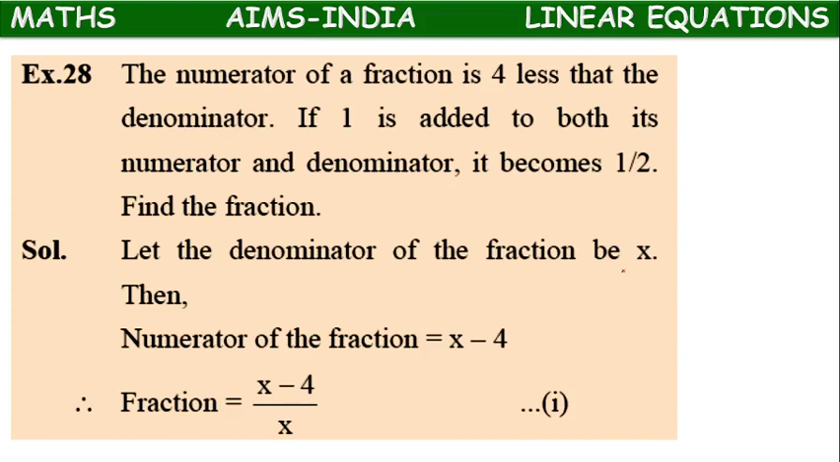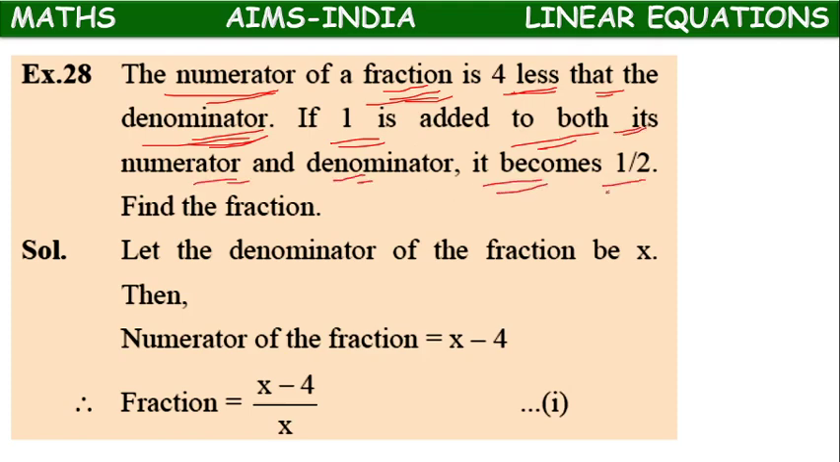Next, children. The numerator of a fraction is 4 less than the denominator. If 1 is added to both its numerator and denominator, it becomes 1 by 2. That is, numerator by denominator, its value will become 1 by 2. Find the fraction.